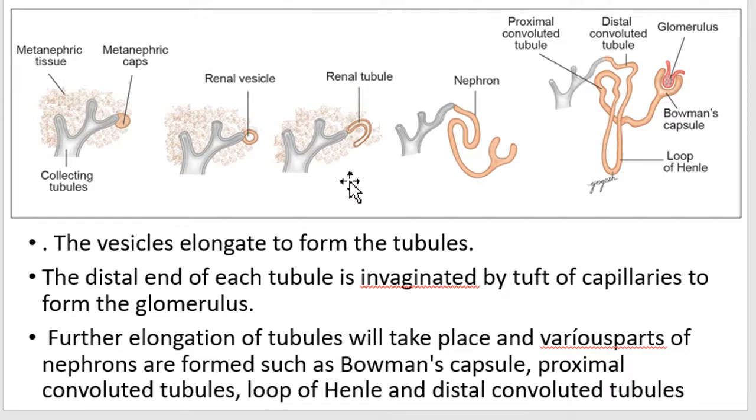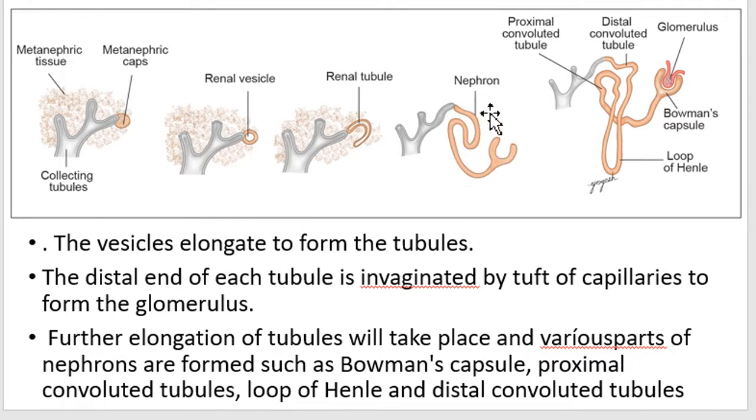At one end of these renal tubules, it is invaginated by a tuft of capillaries to form the glomerulus. Further elongation of the renal tubules forms the Bowman's capsule, proximal convoluted tubules, distal convoluted tubules, and loop of Henle. So this is how the secretory part is formed.